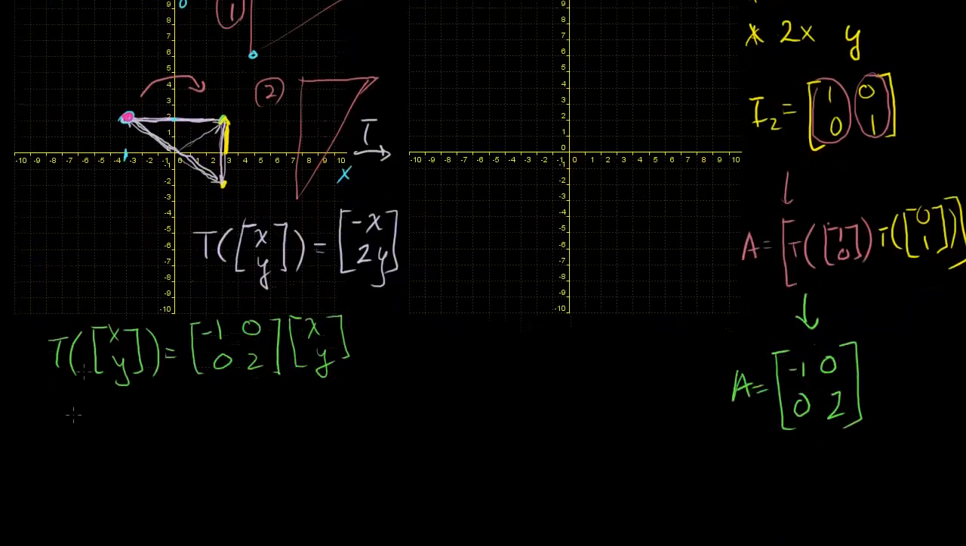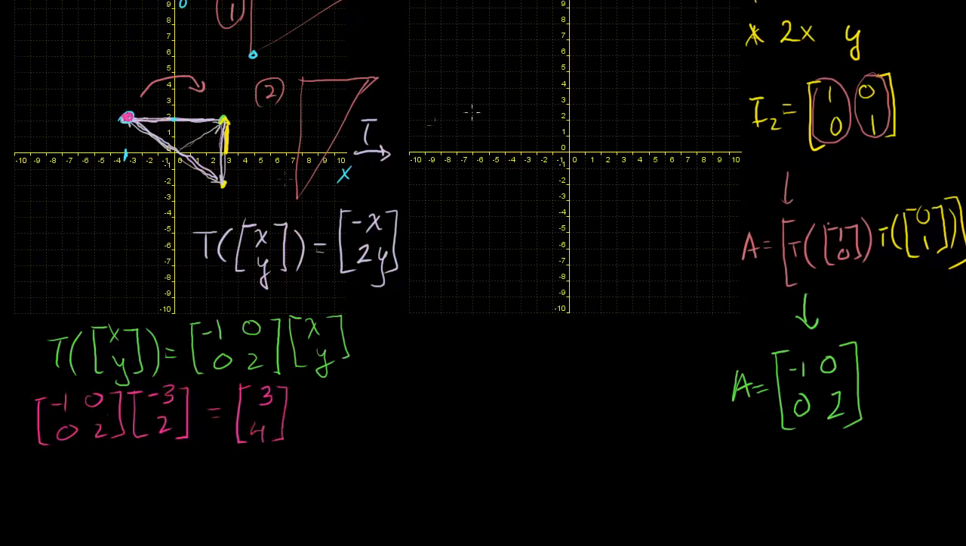I could just look at that. So what is minus 1, 0, and 0, 2 times minus 3, 2? Well, this is just a straight up matrix vector product. Minus 1 times minus 3 is positive 3, plus 0 times 2, so plus 0. So this is 3. And then 0 times minus 3 is 0, plus 2 times 2. So it's 3, 4. So that point right there will now become the point 3, 4. It now becomes that point right there.